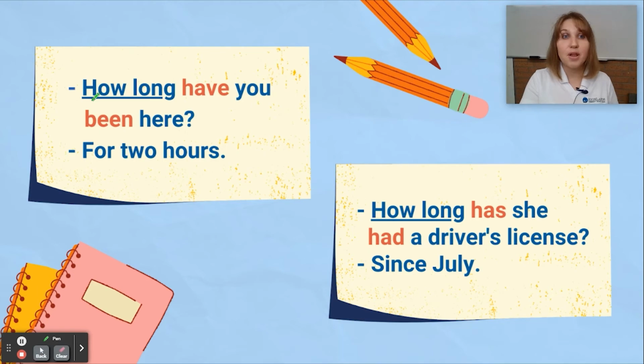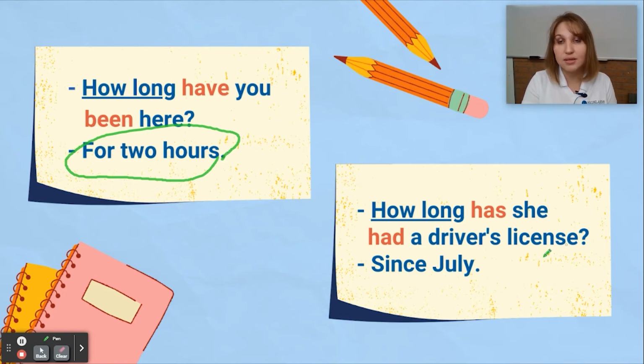For example, how long have you been here? And the answer, for 2 hours. So we are talking about a short period of time, just 2 hours. How long has she had a driver's license? Since July. So we could use the form that starts with for. Remember, we were talking about that in our previous lessons. Or we could use since.